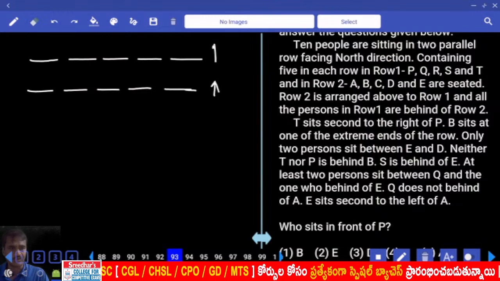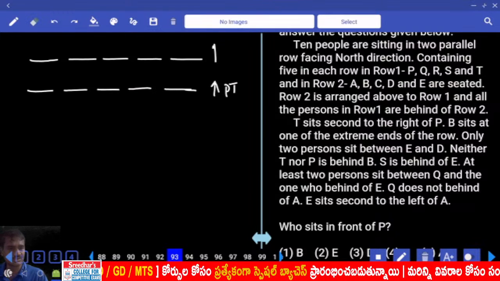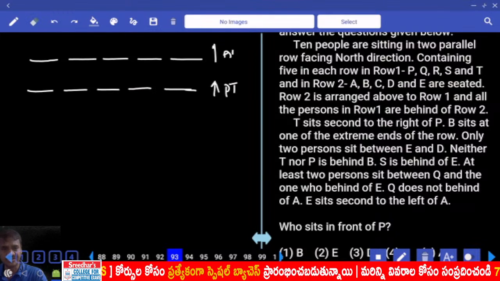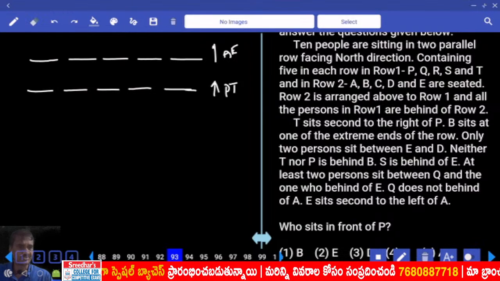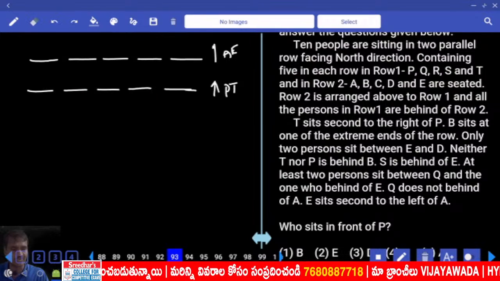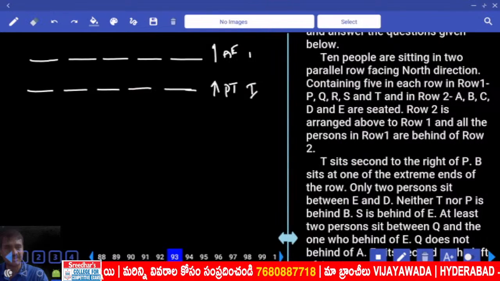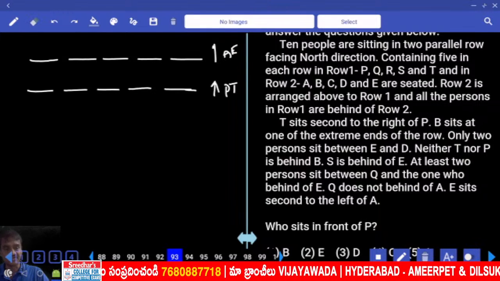Row 1 is P, Q, R, S and T, and they are facing towards north, and row 2 is A, B, C, D, and E. Now all the persons in row 1 are behind row 2. Row 1 is behind row 2. What is row 1? PQRS. And row 1 is behind row 2. All the persons are facing north.